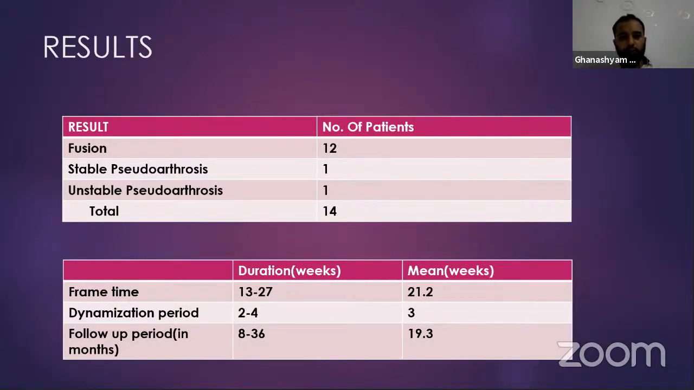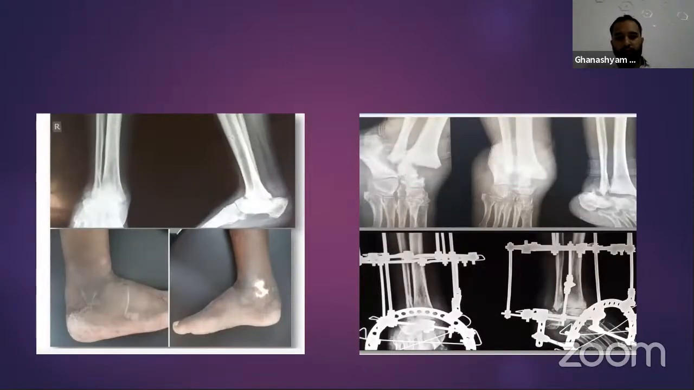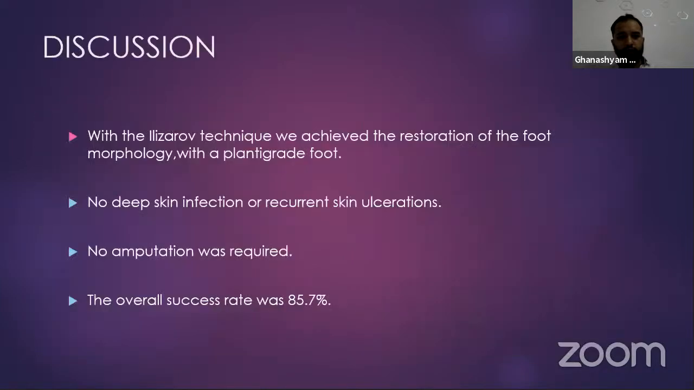As for the results of the study, out of the total 14 patients, fusion was achieved in 12 of the patients. There was a stable pseudoarthrosis in one of them and an unstable pseudoarthrosis in another patient. The frame time on average was about 21 weeks, and the dynamization period was 2 to 4 weeks. The average follow-up was 19 weeks, ranging from 8 to 36 weeks. Here are a few of the pre-operative and post-operative X-rays, showing the surgical incision.